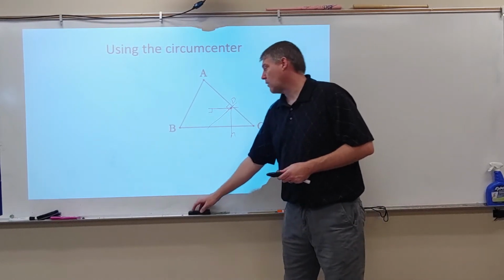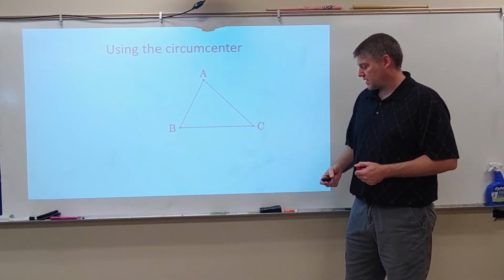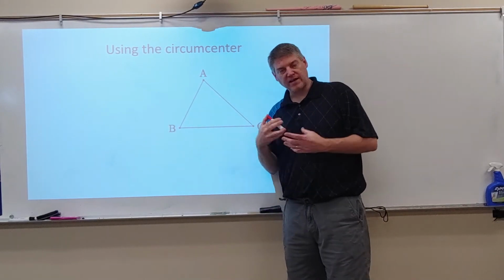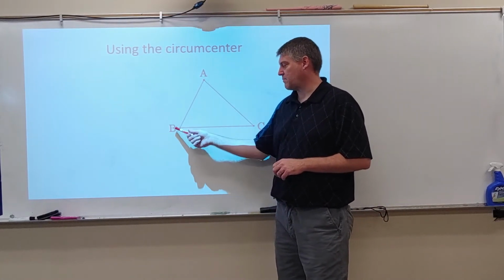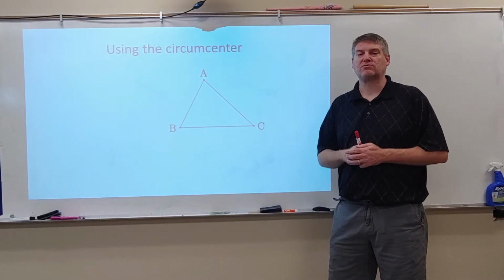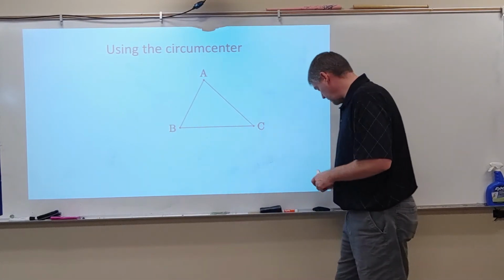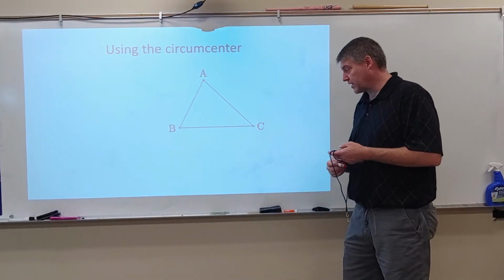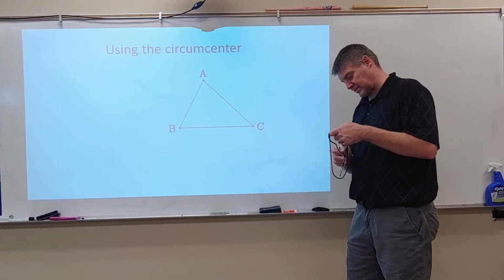Now we're going to use the circumcenter. The example is asking us to find a place to put a fire department that is equal distance from A, B, and C. These would be a high school, a middle school, and an elementary school. Could we find a place to put a fire station equal distance from all of these? This is not a right triangle, so we're going to have to create our perpendicular bisectors.